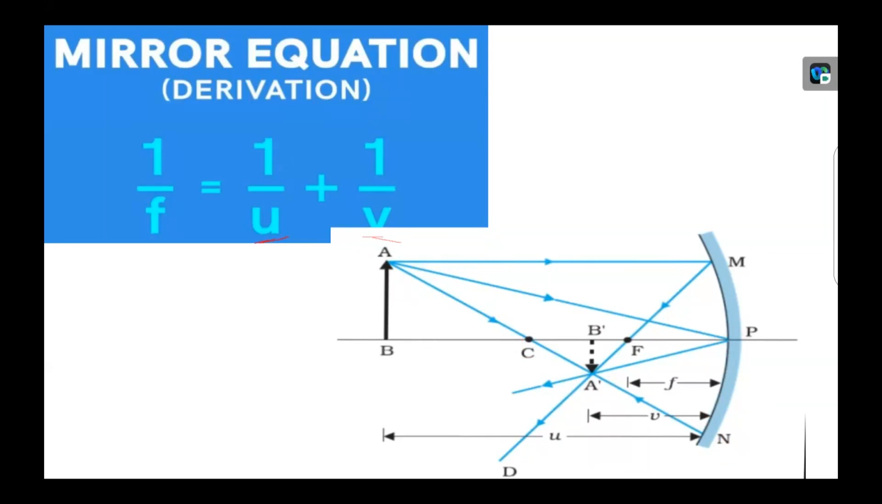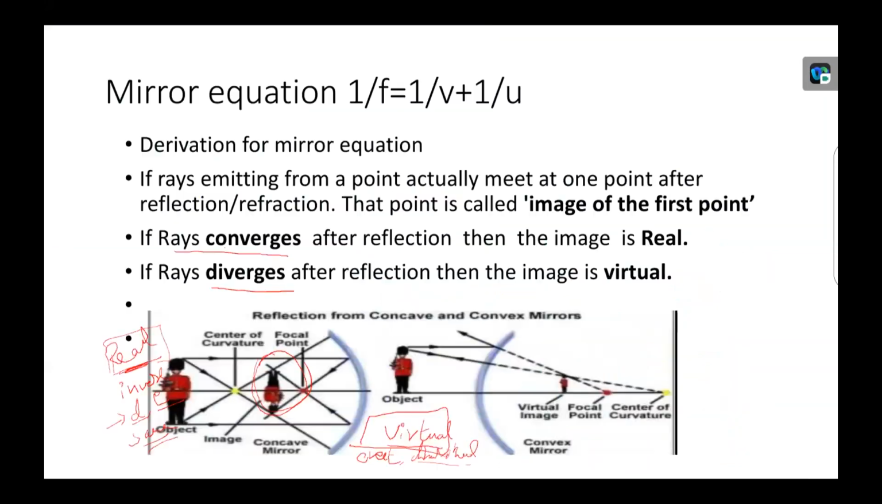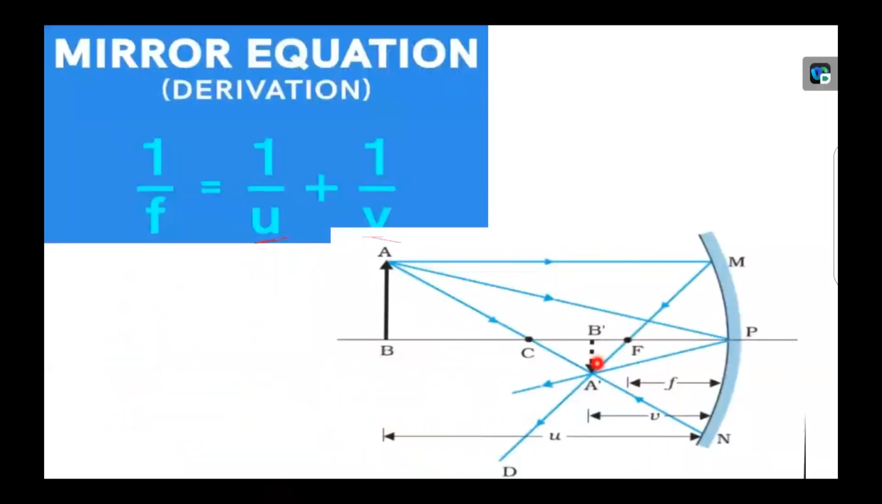After reflection, all the light rays are converging at A dash. A dash, B dash is the position of the image, whereas BA is the position of the object. The object is kept beyond the center of curvature.